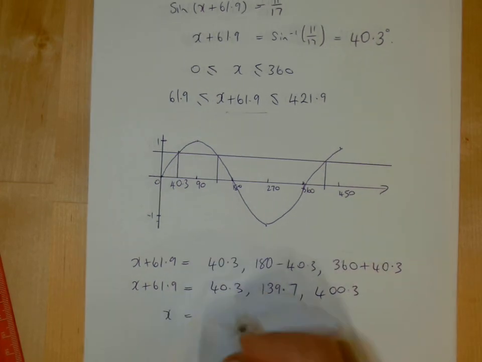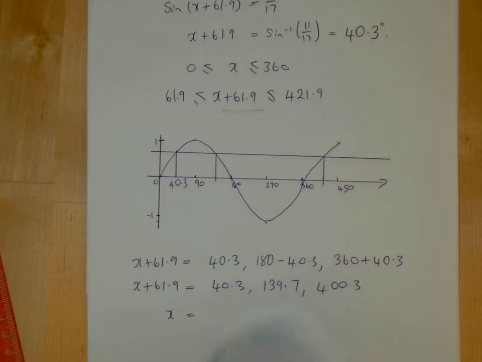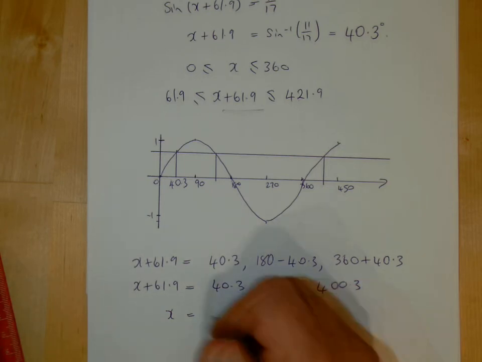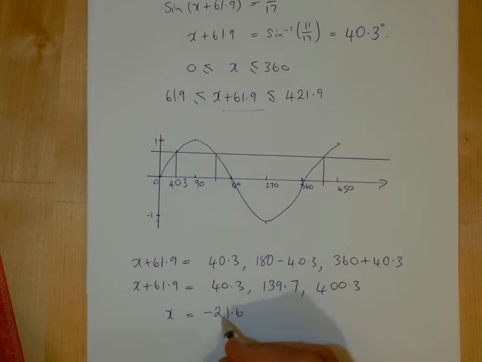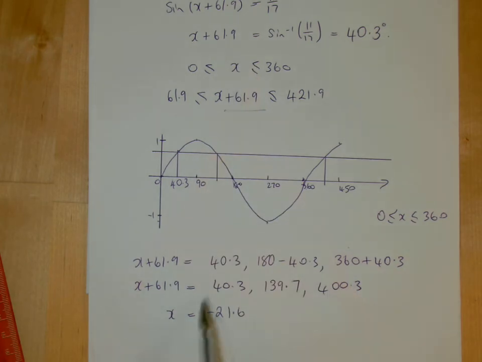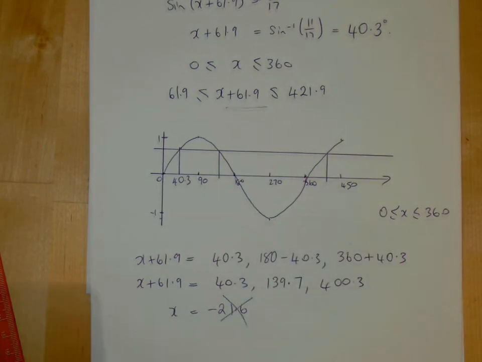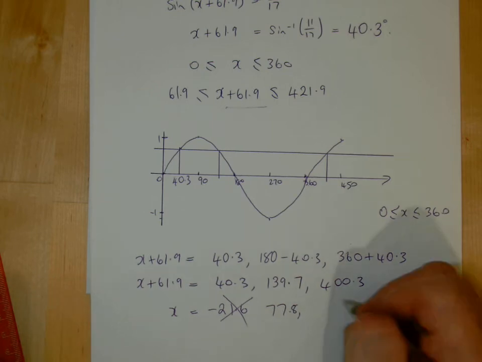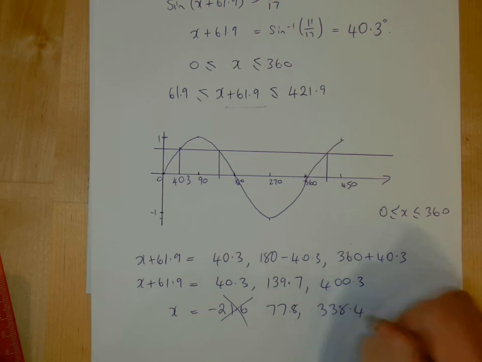And then to get x, I need to take that 61.9 over and take it away. If I take away 61.9 from 40.3, I get minus 21.6. And that's no good, because remember, my answers have got to be between 0 and 360. So I'm going to put a cross through that, because we would discount that one. 139.7 take away 61.9 gives 77.8. That's fine. And then 400.3 take away 61.9 gives 338.4. That one's fine as well. So we've got two answers there, and we're done.